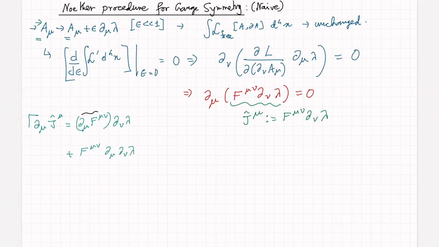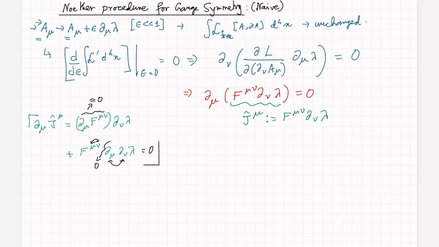This first term is my Maxwell's equation. So on shell, for the free action, this is 0. And for the second one, these two are symmetric because these are two partial derivatives, and this one is antisymmetric. So this is also 0. So we can quickly check that this is indeed 0 on shell, as it should be.